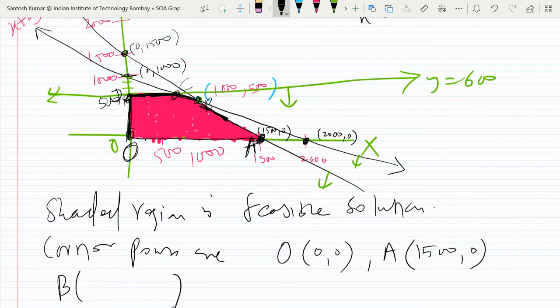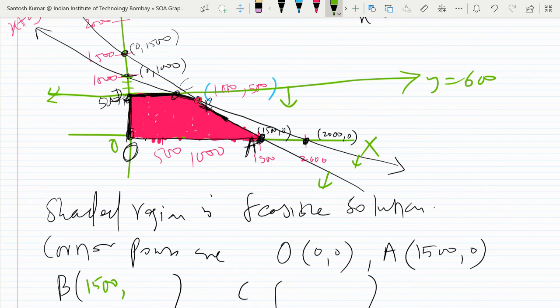And the problem is what is B? The problem is what is C? Okay, B we calculated, right? So B we already calculated. This was 1500, 500.